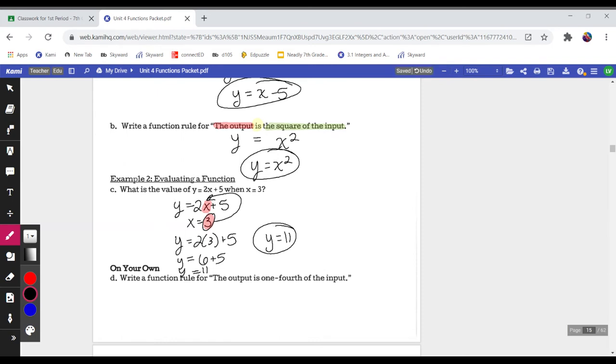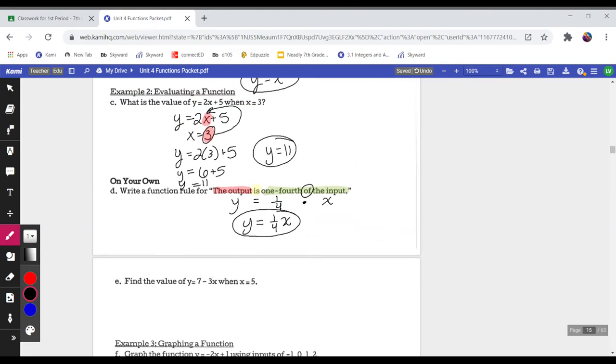All right, we're going to try 2 different problems on your own, and then I want you to check this. Letter D, write a function rule if the output is 1/4 of the input. The output, that's represented with y, is translated to equals. Then we have 1/4 of the input. That is 1/4 times x. The word of indicates multiplication. So this is y equals 1/4 times x, which is 1/4 x.